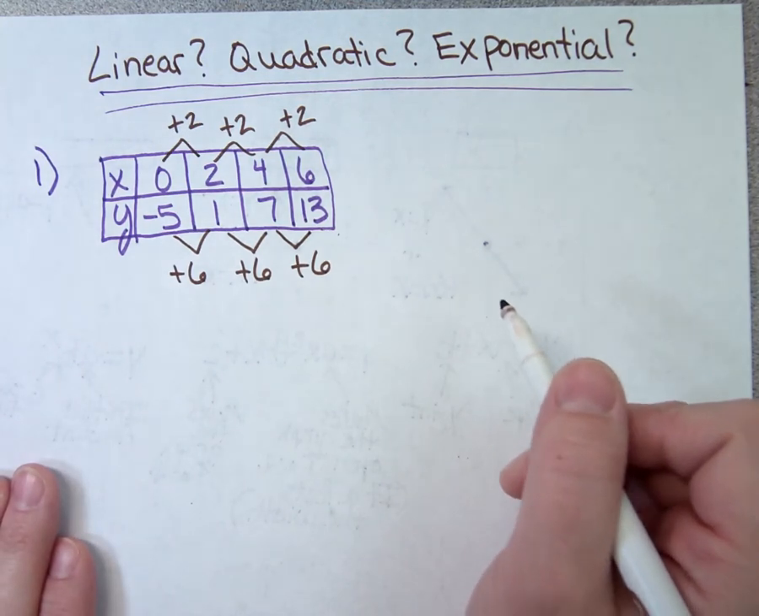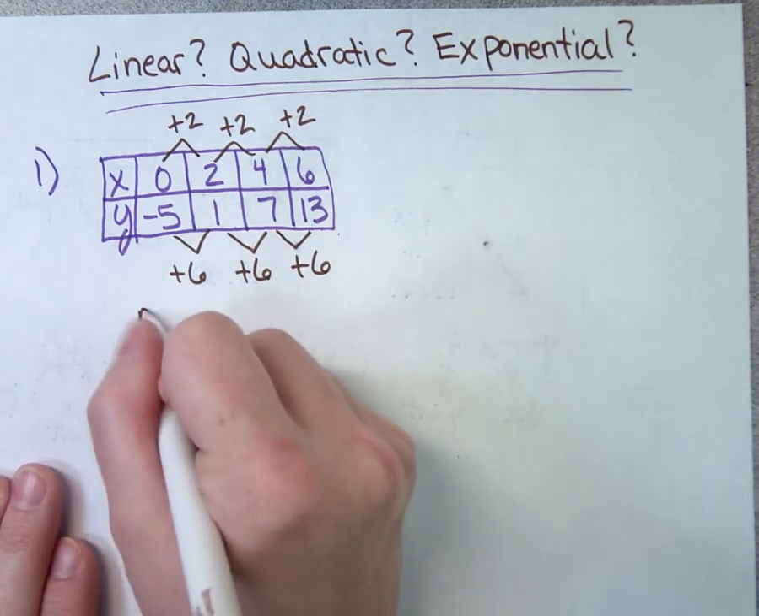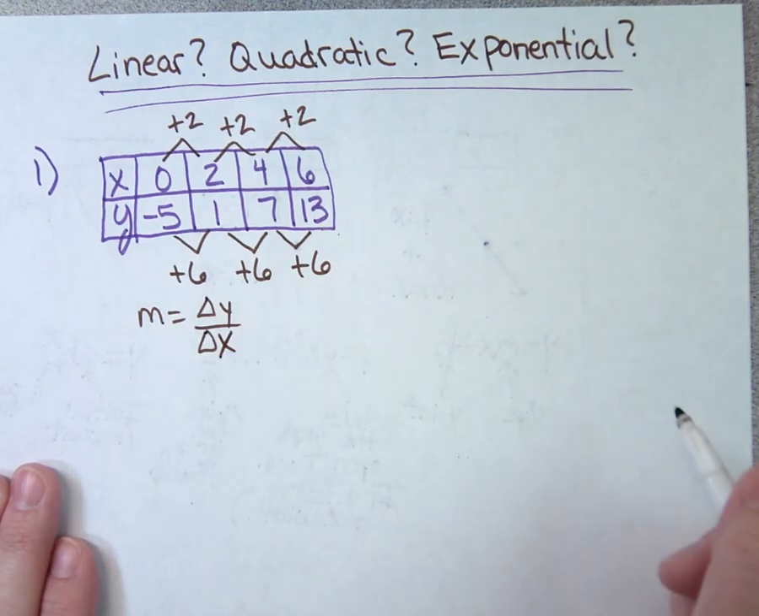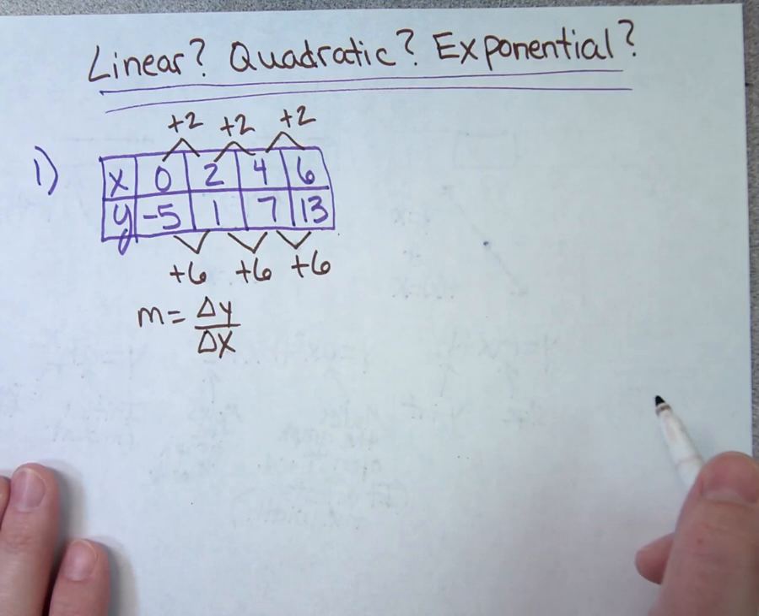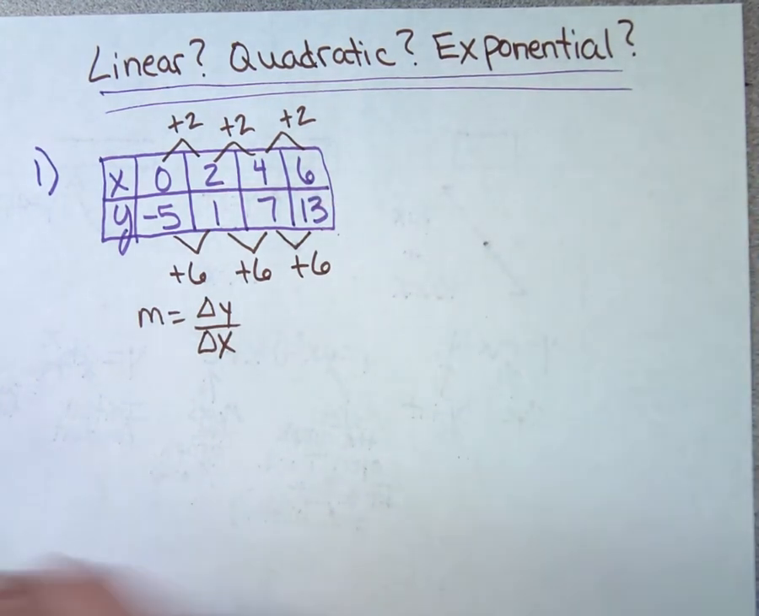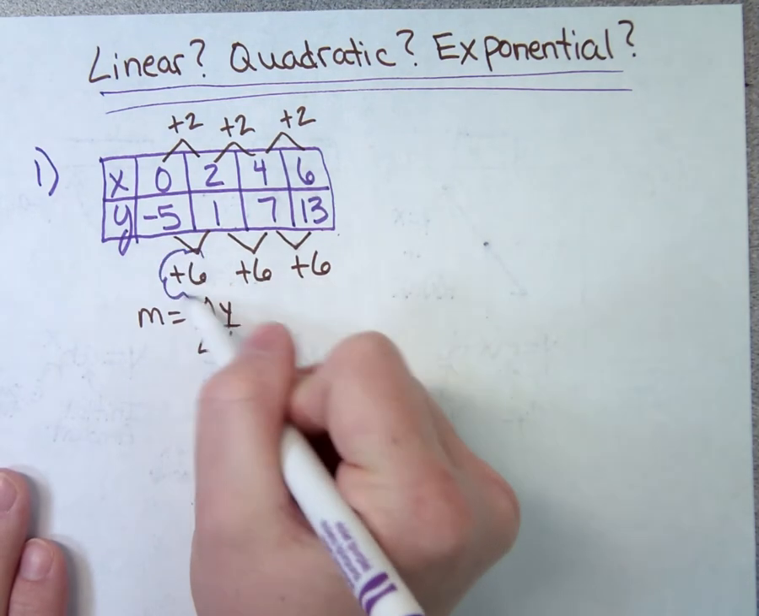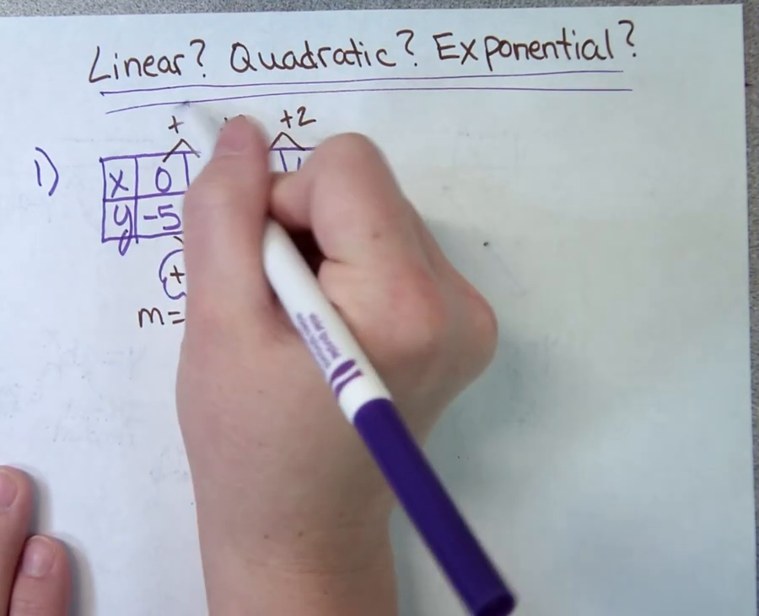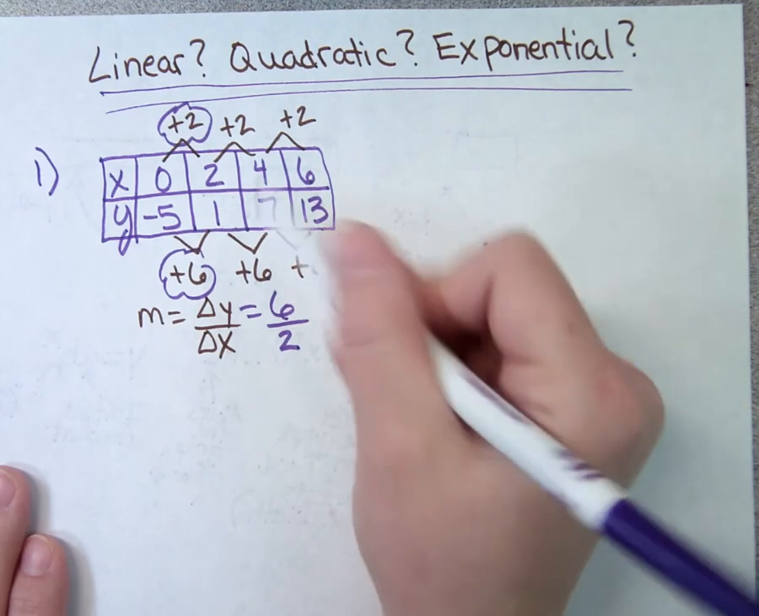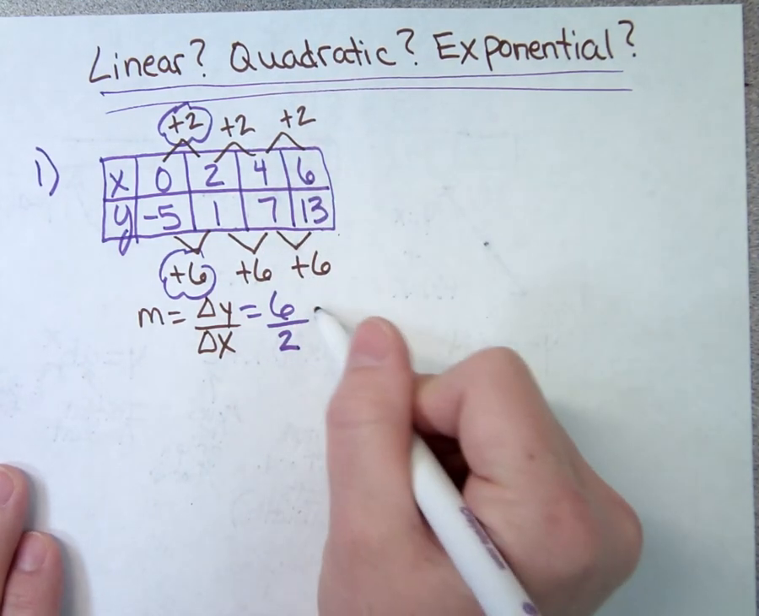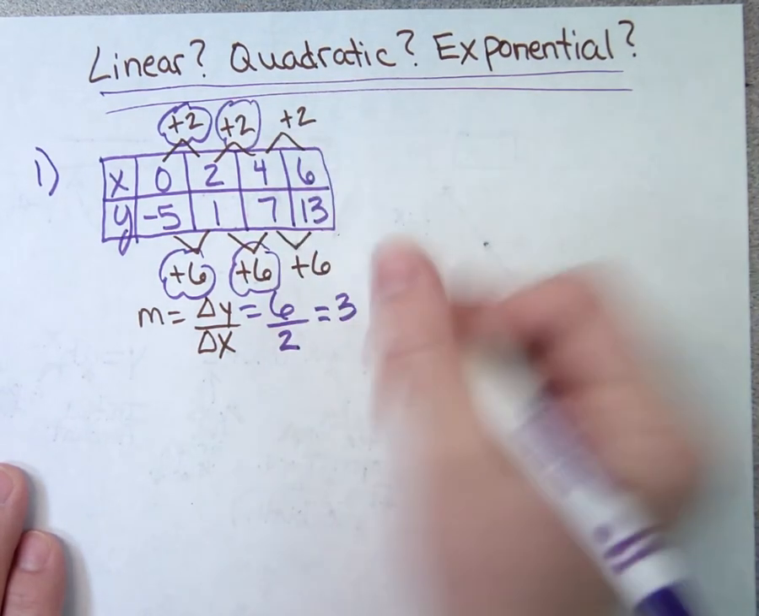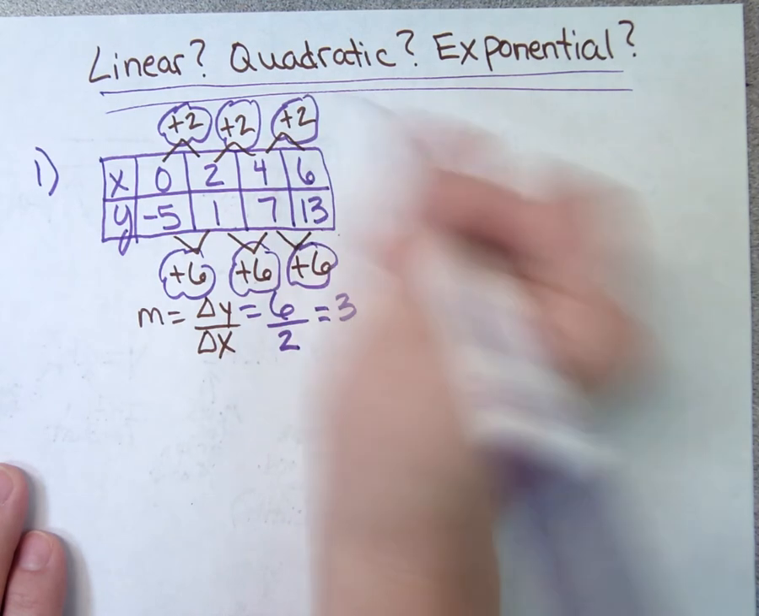To know if this is linear, I want to see if the change in my y over the change in my x gives me the same answer every time, because slope is y over x. So let's see. Does the change in my y, 6, over the change in my x, 2, do I get that the whole way through the chart? 6 divided by 2 makes 3. 6 divided by 2 makes 3. 6 divided by 2 makes 3.